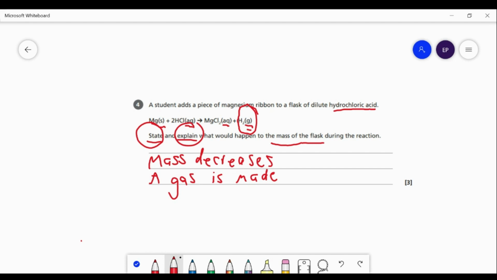So a gas is made, and the gas will be seen as bubbles as the gas escapes from the reaction mixture and enters into the air. So a gas is made, and this escapes from the flask.